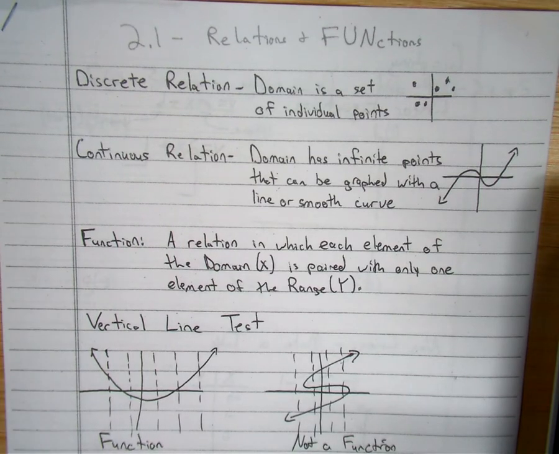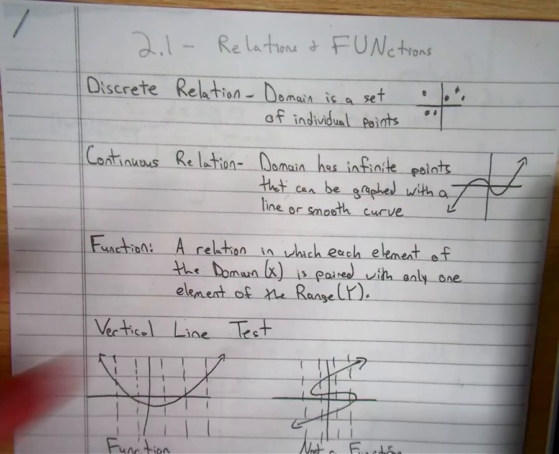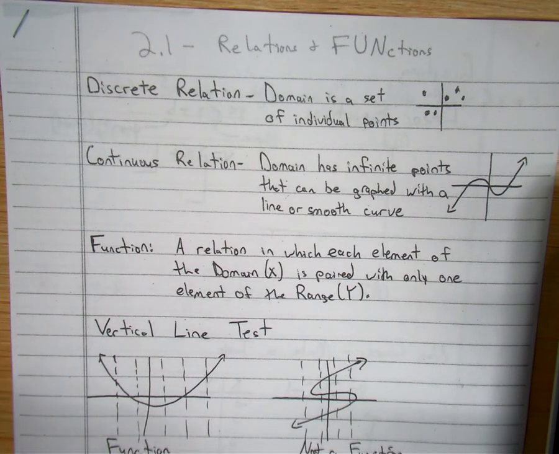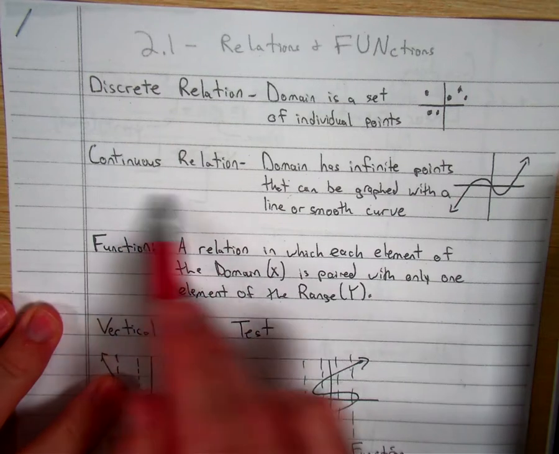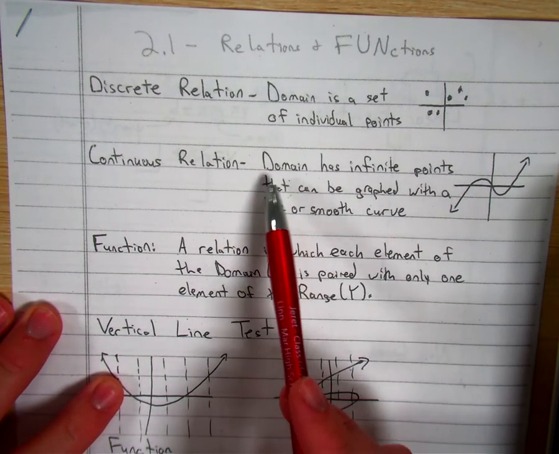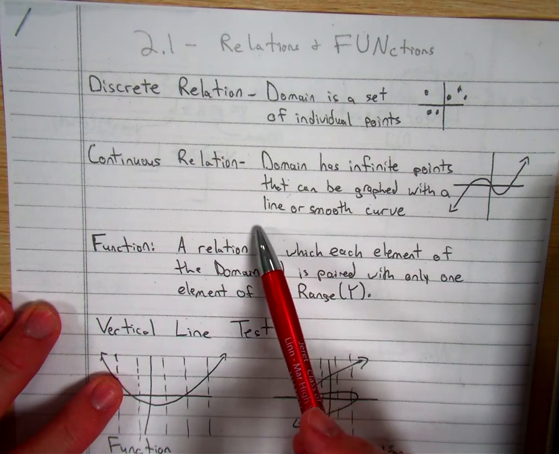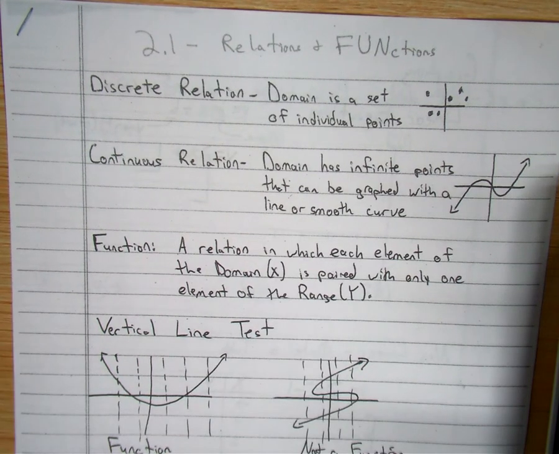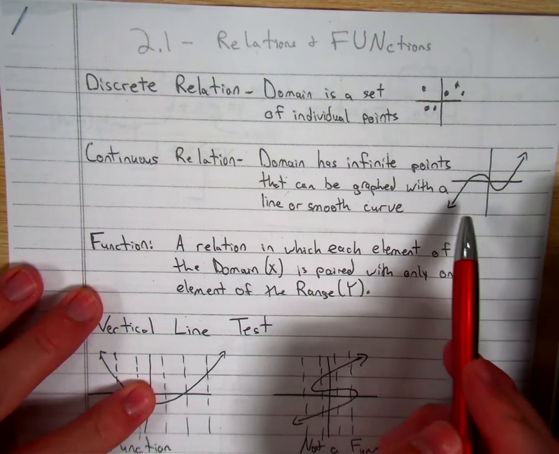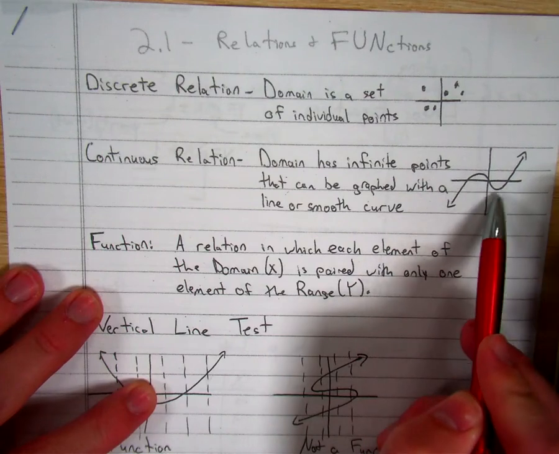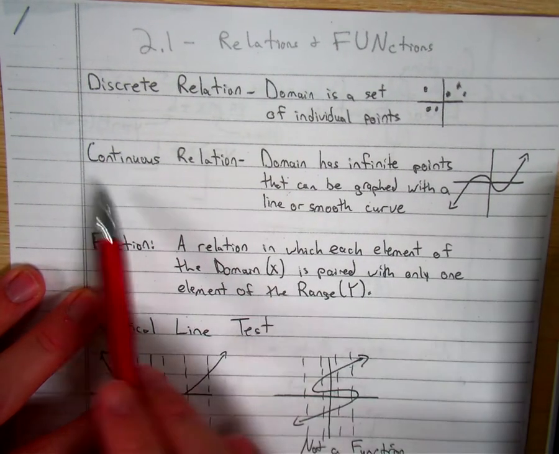A discrete relation is a relation where the domain is a set of individual points. The points are just scattered, they're individual, and you're able to count them. As opposed to a continuous relation, where our domain is going to be made up of infinite points that can be graphed with a line or a smooth curve. There's no way I could go through and count all these points, so that's going to be a continuous one.